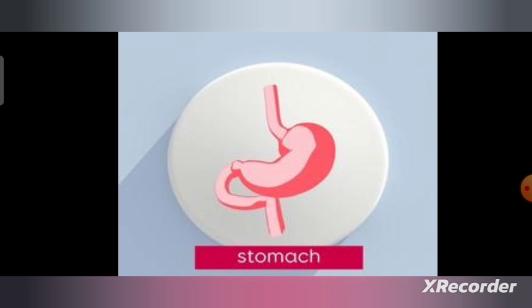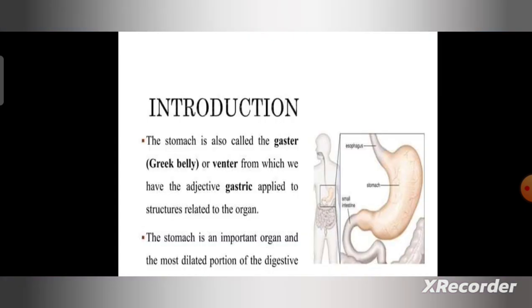So in this presentation, we'll discuss the anatomy of the stomach. First is the introduction. The stomach is also called the gaster in Greek, which means the belly or venter, from which we have the adjective gastric, applied to structures related to the stomach. The stomach is an important organ and is the most dilated portion of the digestive system.